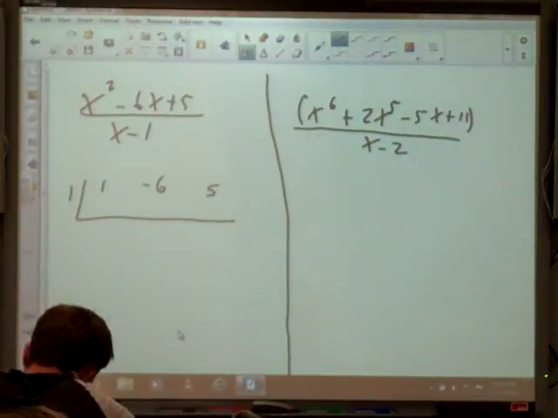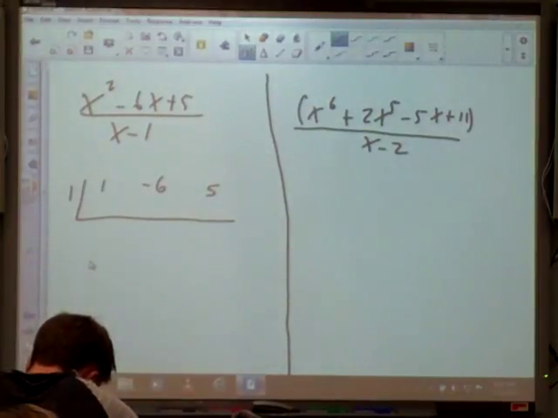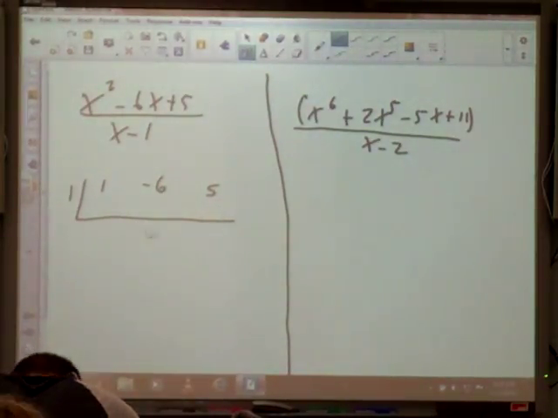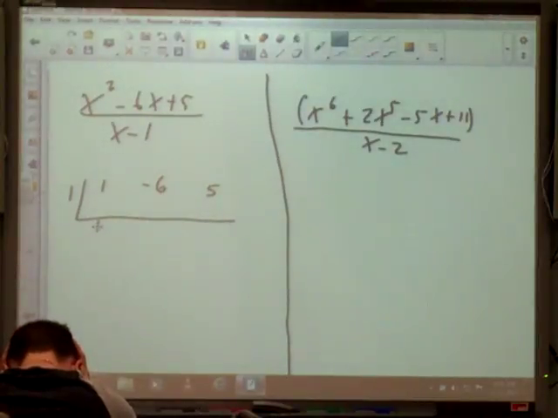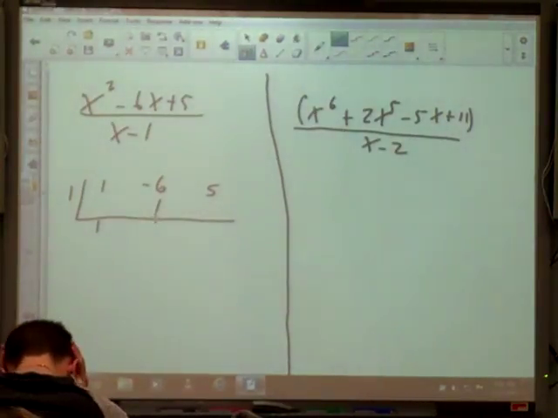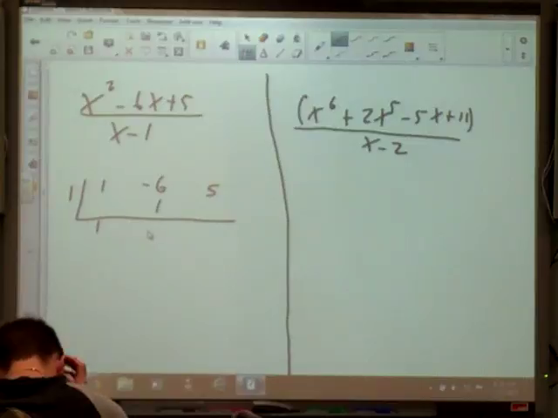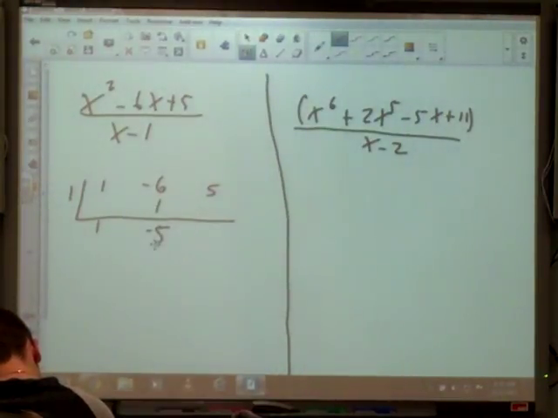The first one was the easy one there. I've got it set up for you. Everybody got it? Did everybody set it up correctly? And make sure you got your started off right. Drop your 1 and you multiply. 1 times 1 is 1. Now I add -6 and 1 is -5, and then I multiply -5 times 1 is -5. And then when you add there, you get 0.